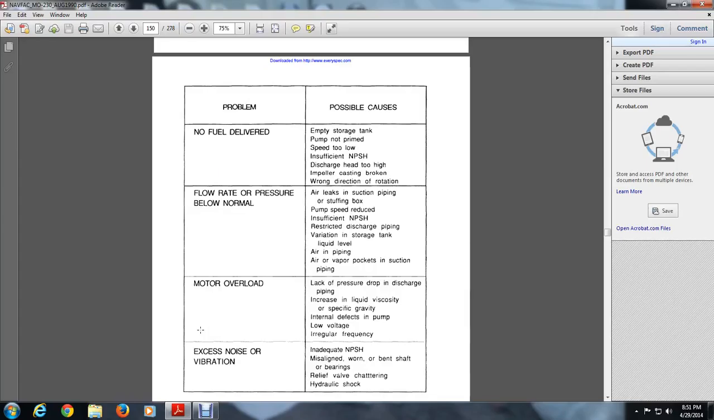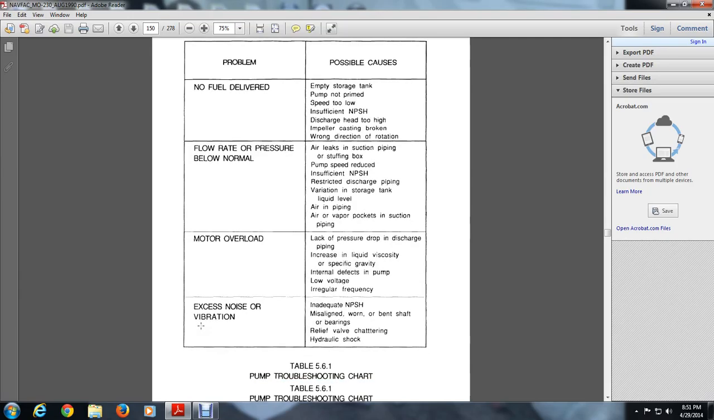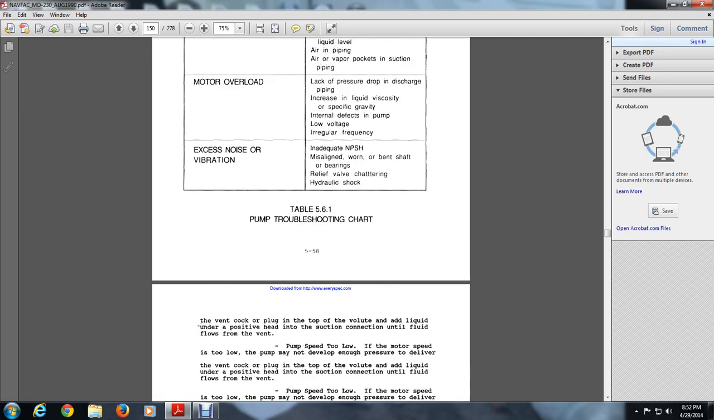restricted discharge piping, variation of storage tank liquid level, air in piping, air and vapor pockets in suction, motor overloaded, lack of pressure drop in discharge piping, increasing liquid viscosity or specific gravity, internal defects in pump, low voltage, irregular frequency, excessive noise and vibration, inadequate NPSH, misaligned, worn, or bent shaft or bearing, relief valve chattering, and hydraulic shock.